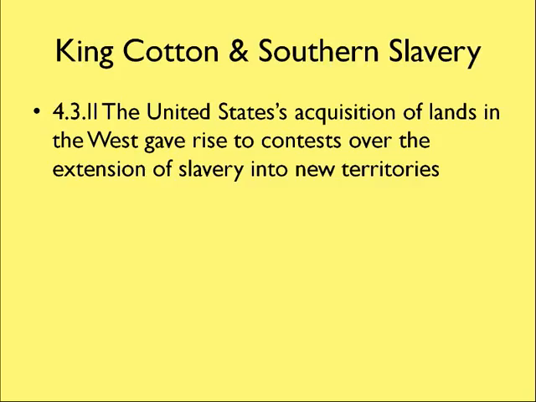Hello and welcome to the lecture on cotton and Southern slave society in the years before the Civil War. This is a transition from period 4 into period 5, which is all about the rise and extension of slavery and the Civil War that ensues. So we're looking at the last key concept from period 4, that the acquisition of lands in the West gave rise to contests over the extension of slavery into new territories.